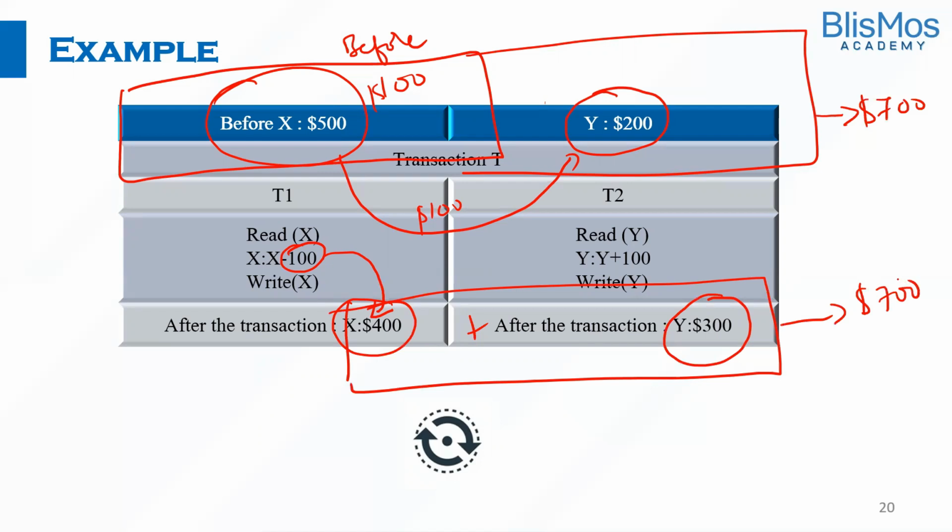This is the consistency we are talking about. This is one example of consistency.